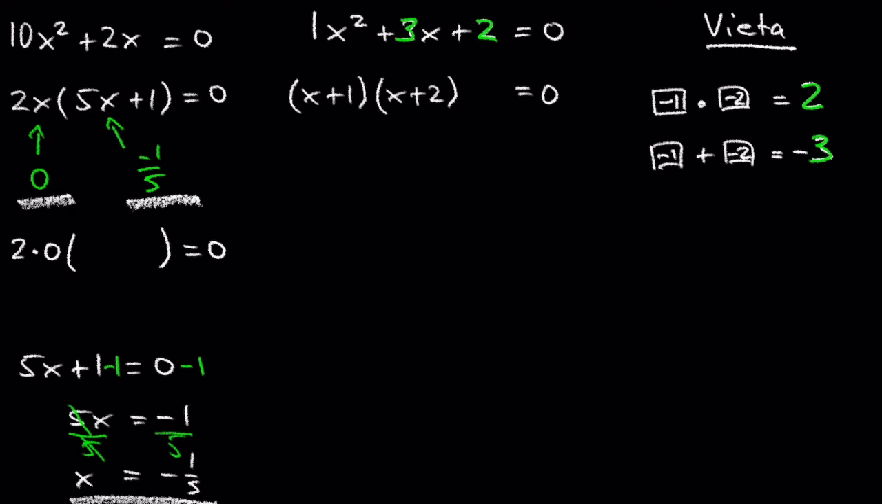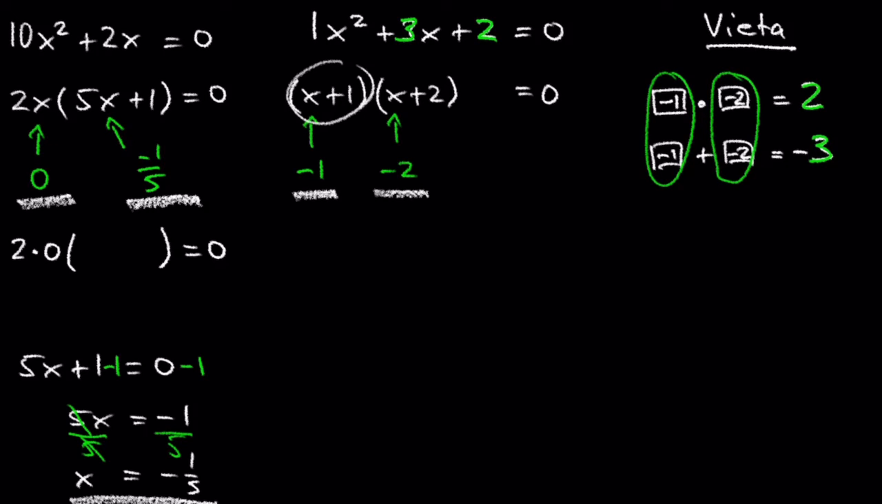The equation is 0 when x is negative 1 or when x is negative 2. Because negative 1 plus 1 is 0 and 0 times something is 0. The equation is also 0 when x is negative 2, because negative 2 plus 2 is 0 and something times 0 is 0. So our solutions for this problem are negative 1 and negative 2.